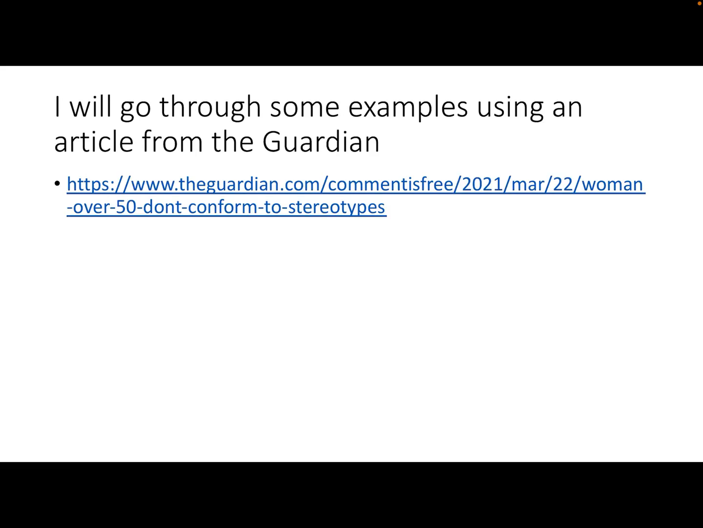So I'm going to go through some examples using an article from The Guardian, because The Guardian is free. So if you want to read the whole article to get a real understanding of what I'm talking about, this is the link. Obviously you can't click it because it's a video, but you can type in and try and find the article that I'm using if you want some more context.